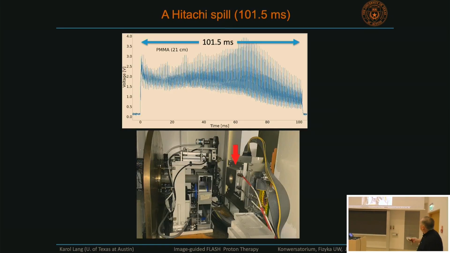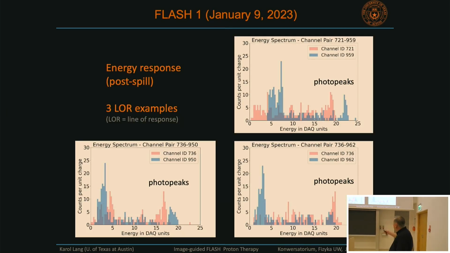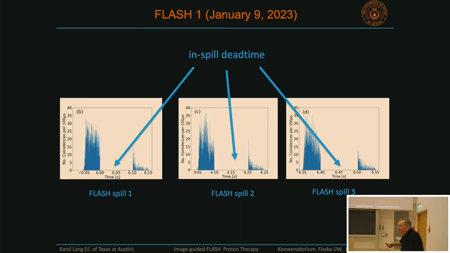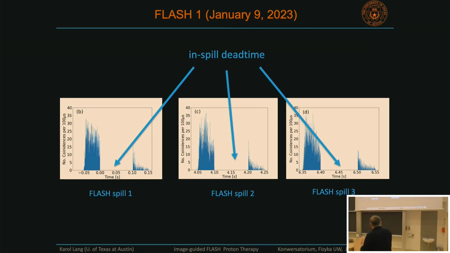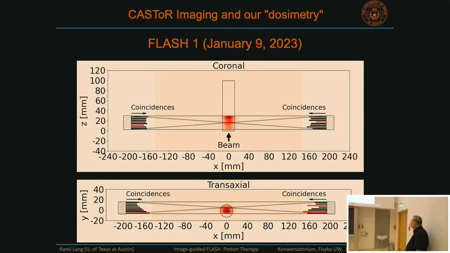So we took a 100 millisecond beam spill. In fact, my group took 3 of those shots, 1, 2, 3. And we measured the response, energy response. Here are the 2 photo peaks from the line of response. This is for 3 different channels. And unfortunately, when we looked at what was happening during the spill, during the 100 milliseconds, we discovered that something was very bad, and there was nothing. Our electronics was dead-timed. It turned out that there was a mistake. Nevertheless, we used 3 minutes of data, 3 shots.